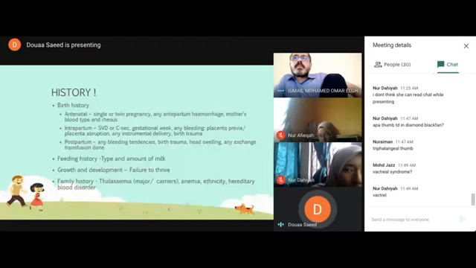You also want to focus on their feeding history, such as type and the amount. You want to focus on their growth and development to note if there's any failure to thrive. And you want to read into their family history, such as any thalassemia, any anemia in the family, the ethnicity of the family, and any hereditary blood disorder, such as G6PD or sickle cell.